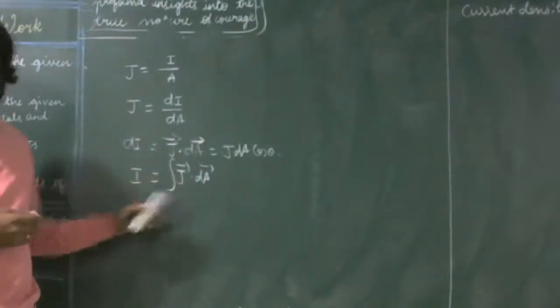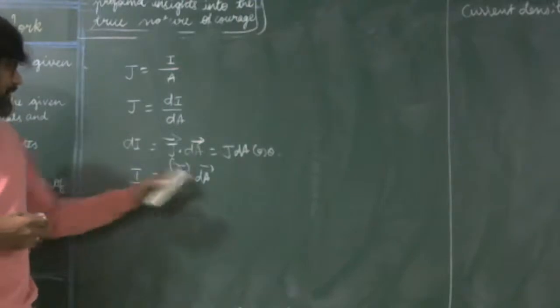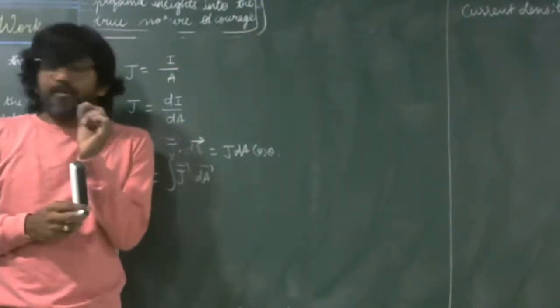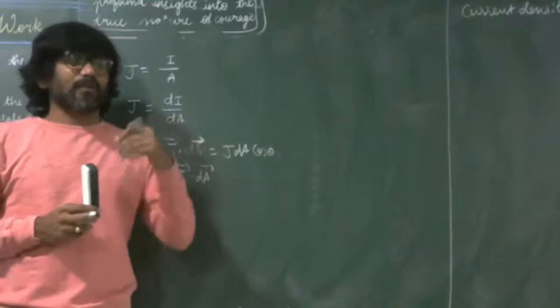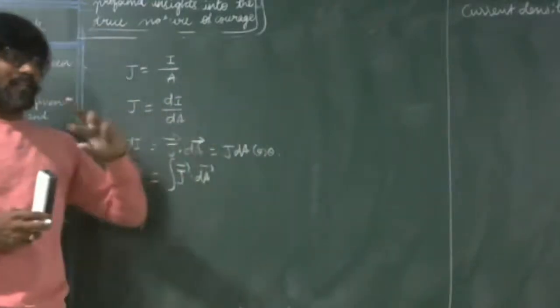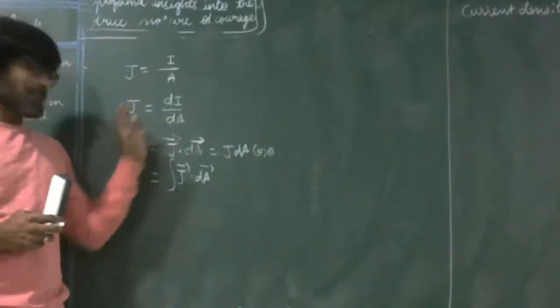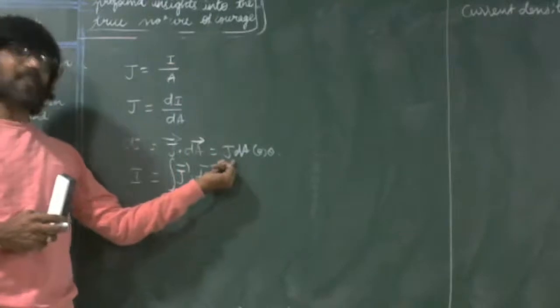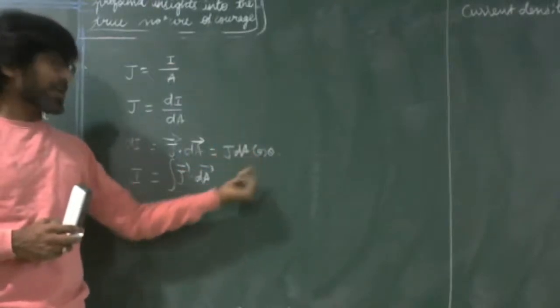by using current density. So if you observe this and compare with flux, what do you call the concept of flux? Flux is equal to EA cos theta for electric flux, BA cos theta for magnetic flux. Electric flux is given in terms of electric field, magnetic flux is expressed in terms of magnetic field, and here you are expressing it in terms of current density: current density into area into cos theta.